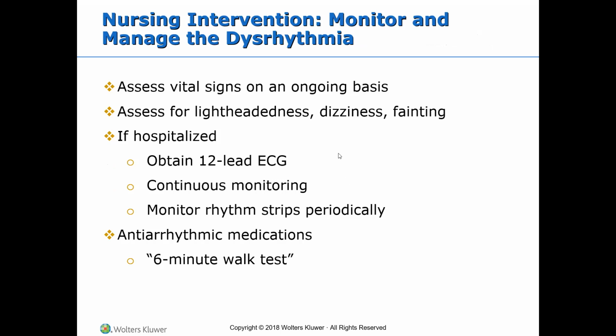If they're hospitalized, get a 12 lead, continue their monitoring, and then monitor the rhythm strips periodically. We do have teletechs, depending on if you have telemetry on the unit or if it's in a tele room. If you do remote tele, you can usually print off a strip off the little box that the patient has on them, so you can see what they've been doing. And the teletechs, the people who watch the monitors, are watching for pauses in the EKG or the ECG and different things. And then you also have anti-arrhythmia medications, and there's also the 6-minute walk test.